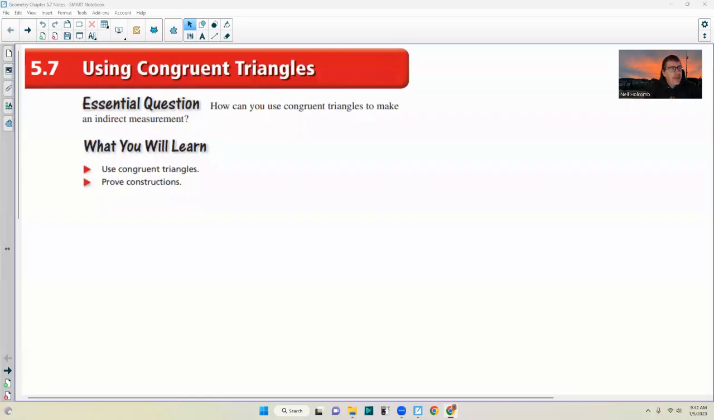Okay, this is chapter 5.7, using congruent triangles. Essential question: how could you use congruent triangles to make an indirect measurement? What you will learn in this chapter section is how to use congruent triangles and prove constructions. I don't know if I'll get to constructions, but that's what the goal is.